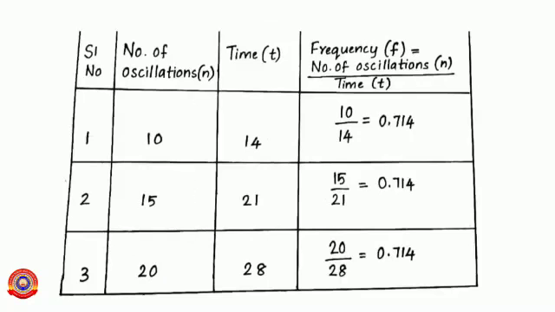0.714. And the last one, number of oscillations is 20. And the time for 20 oscillations is 28 seconds. Then frequency F equal to 20 divided by 28. That is equal to 0.714. Is the frequency same in all cases? Yes. You will find that the frequency is same in all cases. And now you got how many oscillations the simple pendulum made in 1 second.